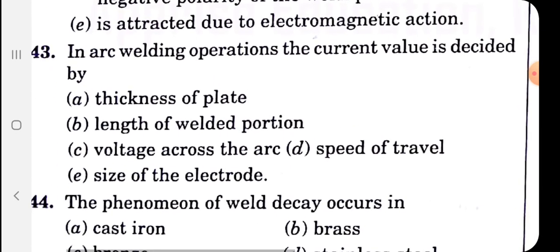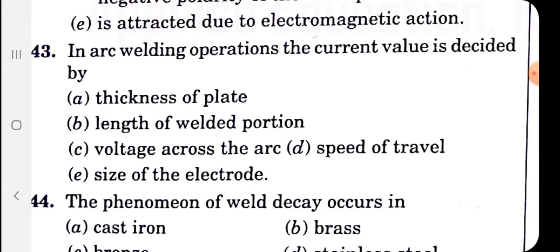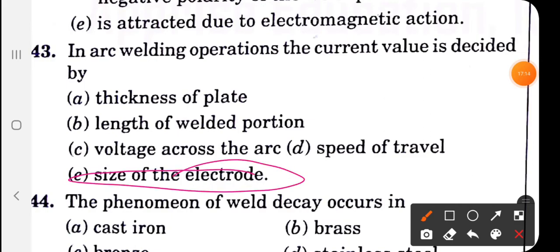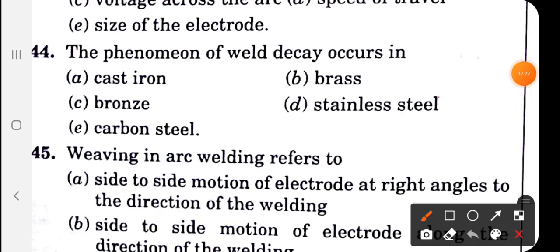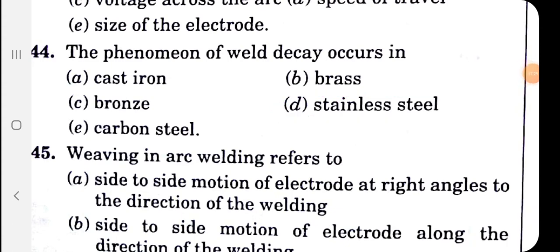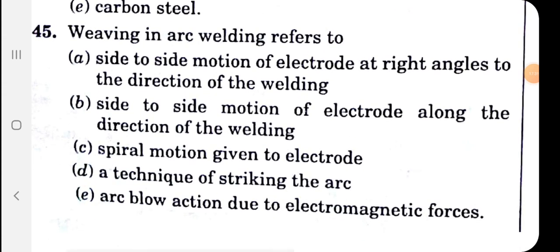43. In arc welding operations, the current value is decided by the size of the electrode, because according to that size the current will go. The phenomenon of weld decay occurs in stainless steel. Important question, asked in so many exams. So weld decay will occur in stainless steel.